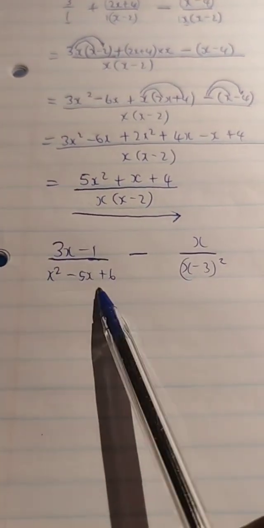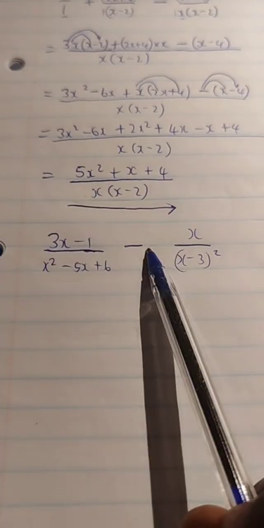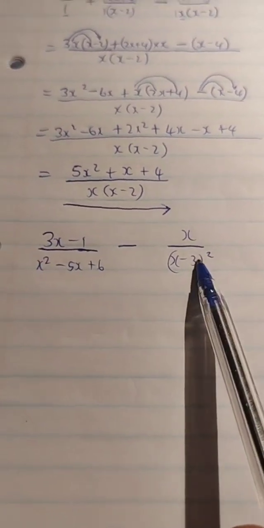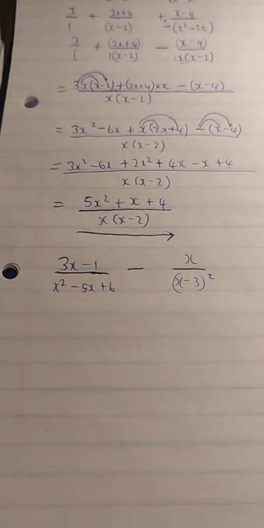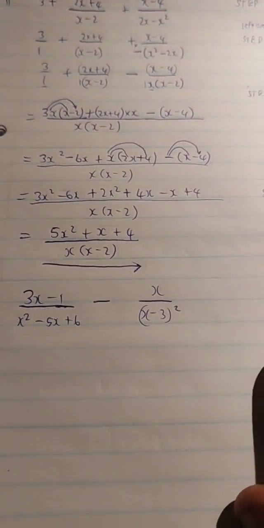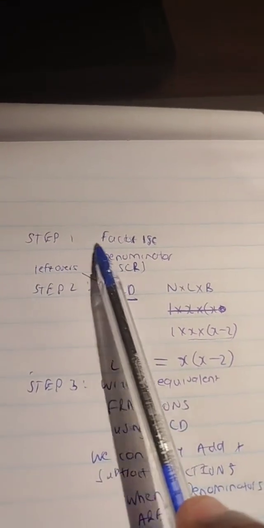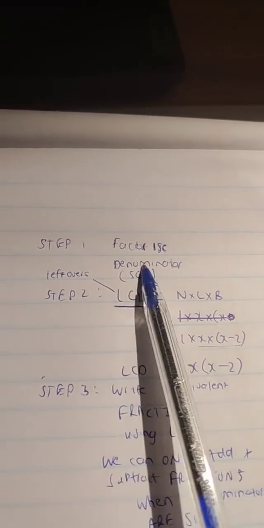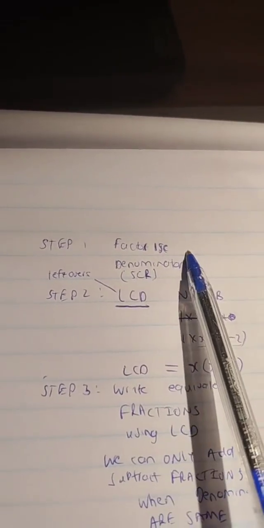So anyways, let's do this last one. This is also a situation of subtraction of algebraic fractions. So the first step we've established now, sort of like a routine. That's step number 1. What are we going to do? We are going to factorize the denominator if possible.